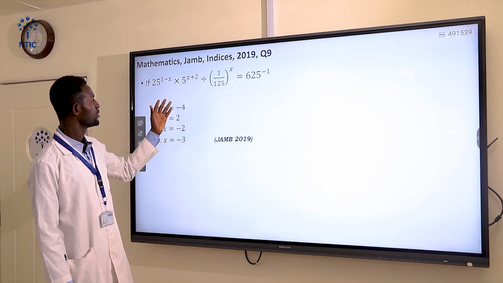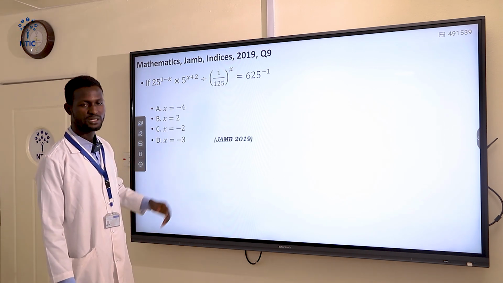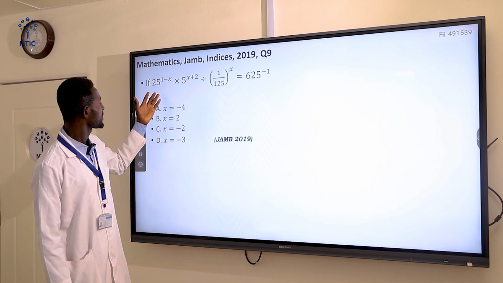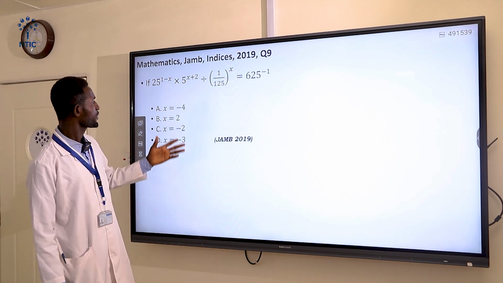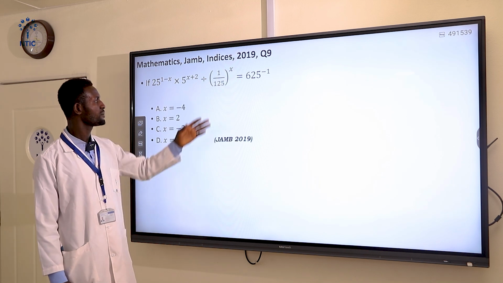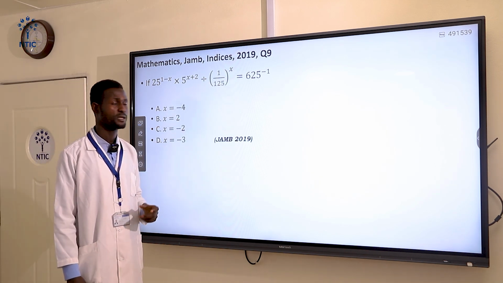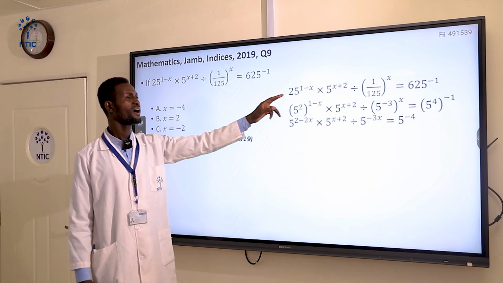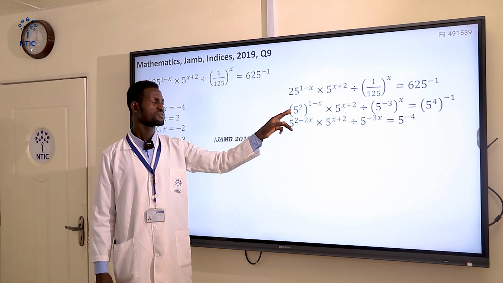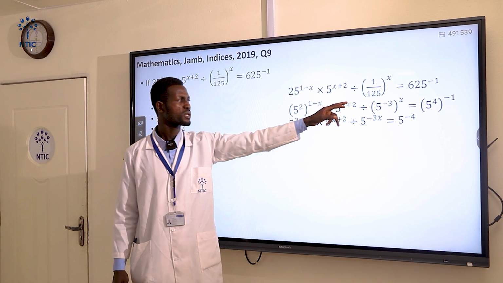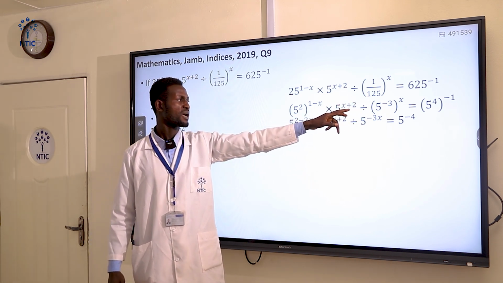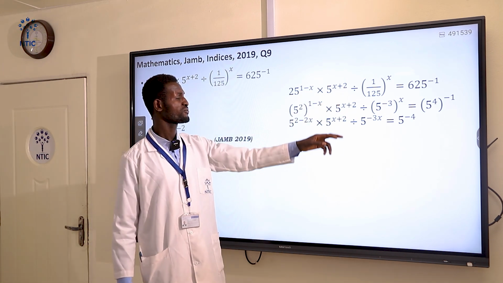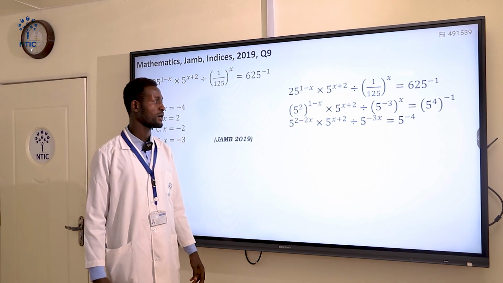The next example, we are also given an indicial equation. To solve this, we can see that 25 could be expressed as a base 5 number, same as 125 and 625. So to solve this, 25 in base 5 is 5 raised to the power 2, and 125 to base 5 is 5 raised to the power minus 3, and 625 as a base 5 number is 5 raised to the power 4.